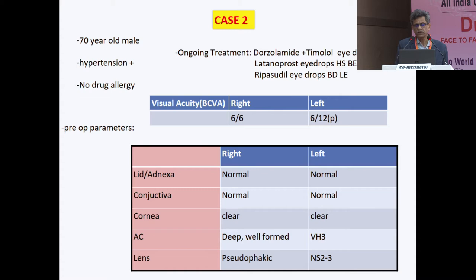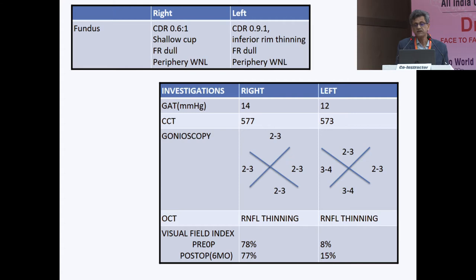Now, this is another case. In this case, left eye 6/12, 70-year-old male, reasonable cataract, and the field is 8%, 0.9, and the patient is not willing. No sir, just do cataract. I don't want glaucoma surgery, because with glaucoma surgery, I've been told there can be a wipeout, there can be this, there can be that. Just do cataract surgery. So we explained to him, okay, fine, we will do cataract surgery.